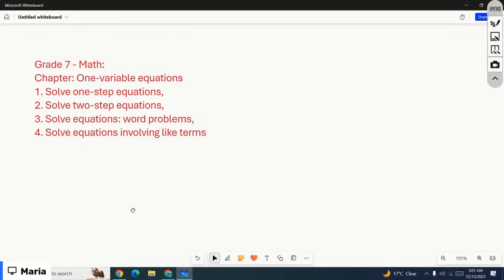We are here for grade 7 math. You can find all the lessons on aplustudents.com. You have to log in there using your email address and password as provided by the administrator. Then you have to select math from the subject tab.